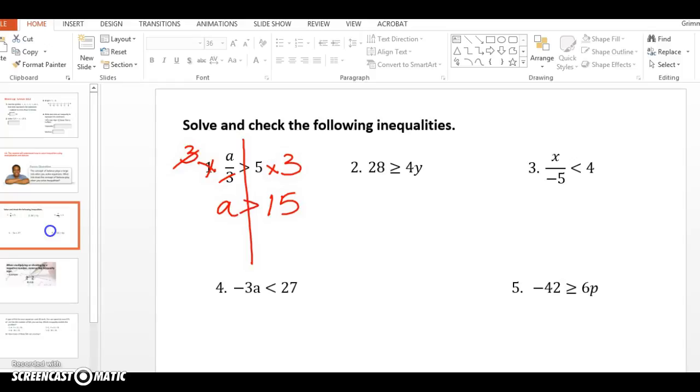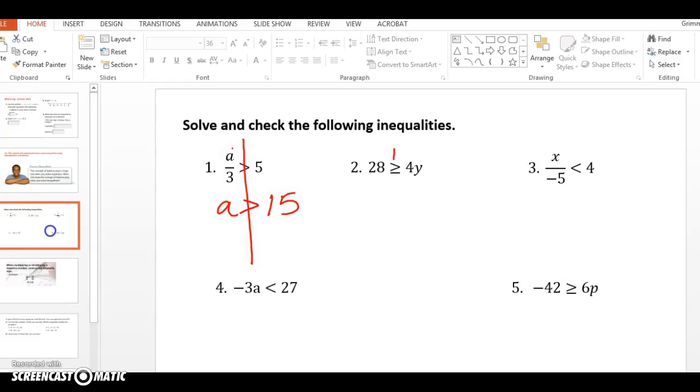15.1, sure. 16. I'm going to use 18 because it's divisible by 3 and it makes my life easier when I check it. 18 divided by 3 is 6. Is 6 greater than 5? Yes. Okay. Now I could do that an infinite amount of times, right? And it would continue to work, which is why we're using our inequality symbols. All right, let's look at the next one.